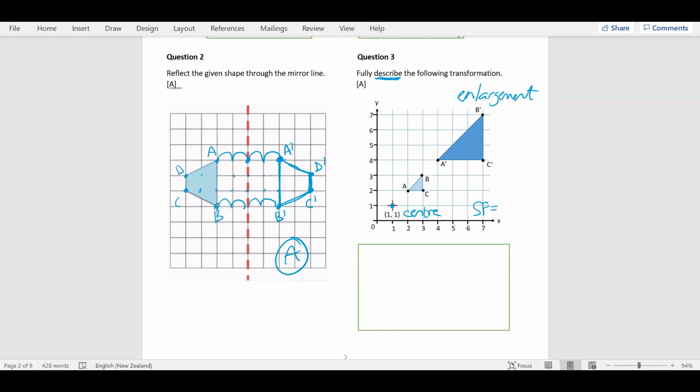But what we can do is we can see the base of this shape here is 1. The base of the shape up here is now 3. So if we do the new shape divided by the old shape, that will tell you it's got a scale factor of 3.